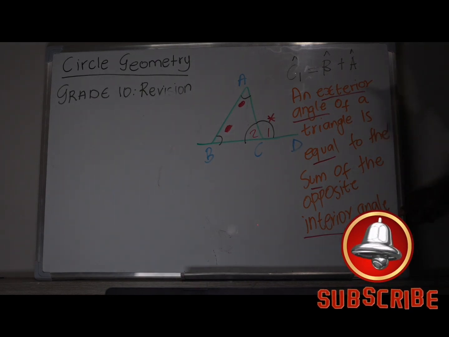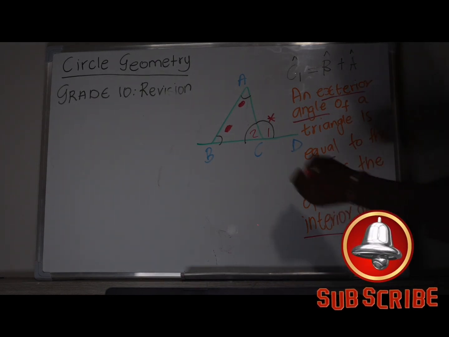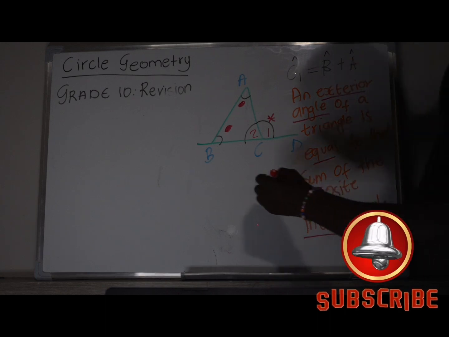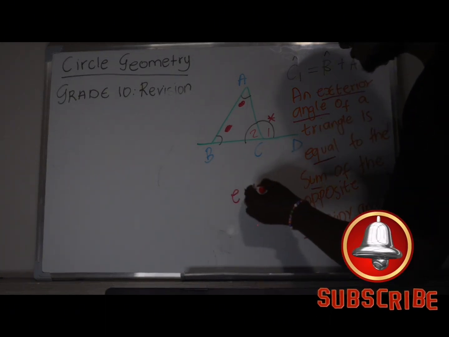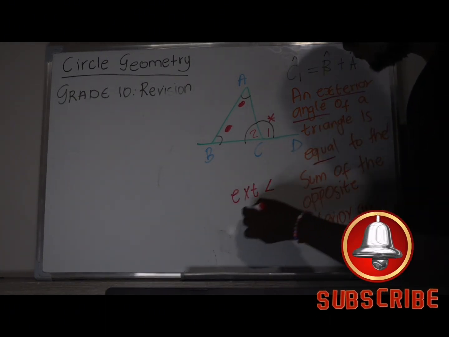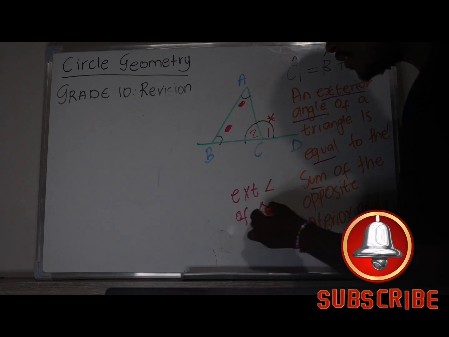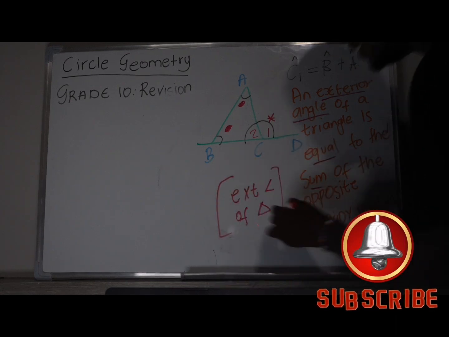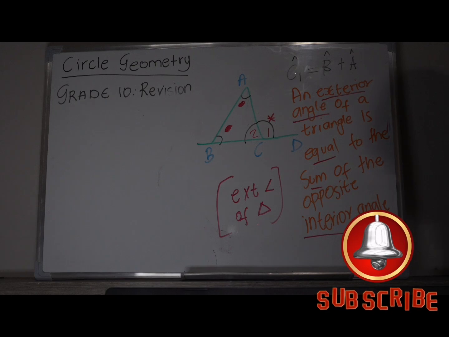Or we can just say the abbreviated reason: exterior angle of triangle. This is an abbreviated reason you can use. Very simple, guys.